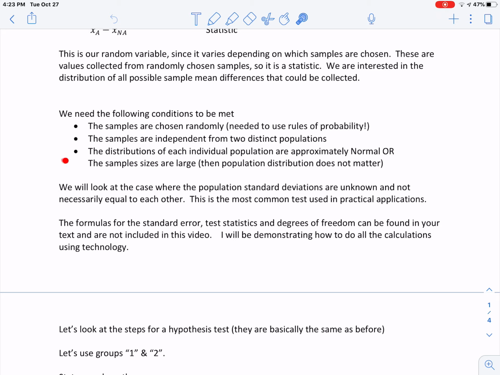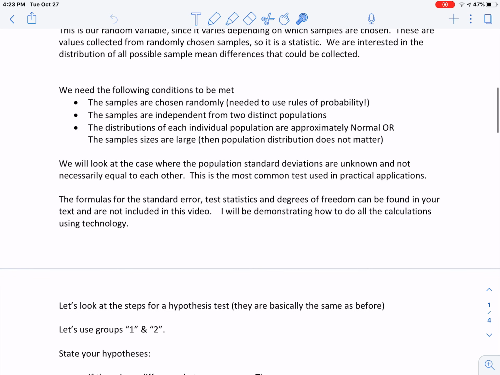And this is exactly the same reason we had the central limit theorem before. So we need the same to apply when we're dealing with two population means. So we're going to be considering the case where the population standard deviations are unknown. So we don't know either group's standard deviation, and those two standard deviations aren't necessarily equal to each other. This is the most common test used in practical applications. There are other tests. We're going to focus on this one.